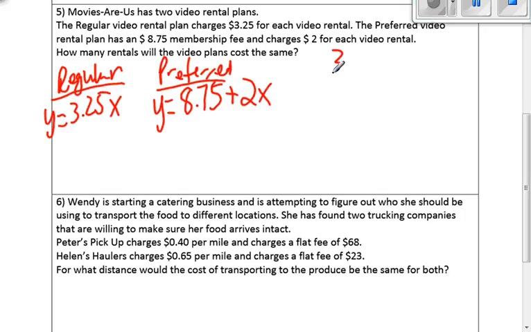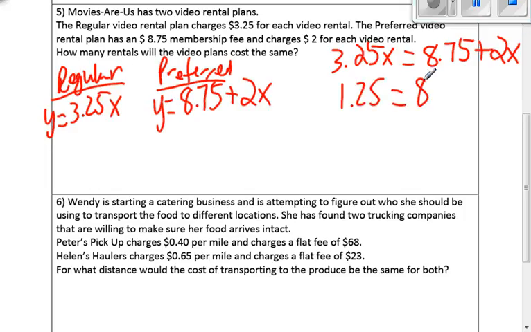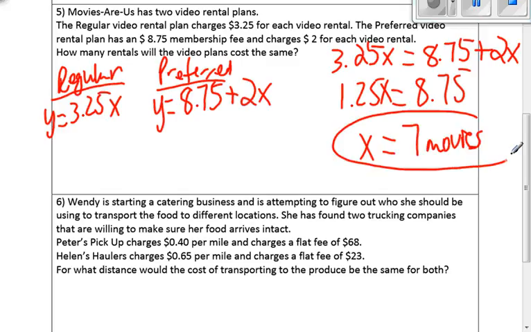So obviously, we've done things like this. We set them equal to each other, which is really just doing substitution. Minus 2x from both sides. 1.25 x equals 8.75. Divide both sides by 1.25, and you get x equals 7 movies or video rentals, however you want to write it.